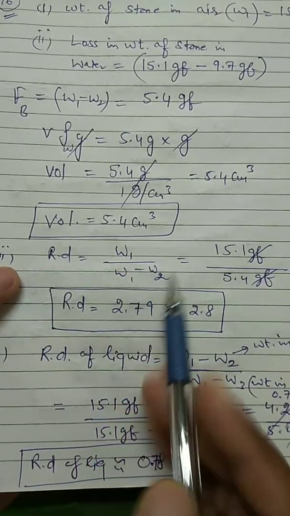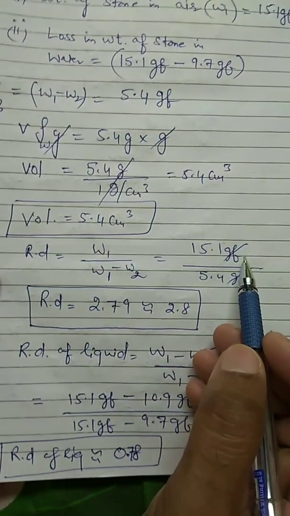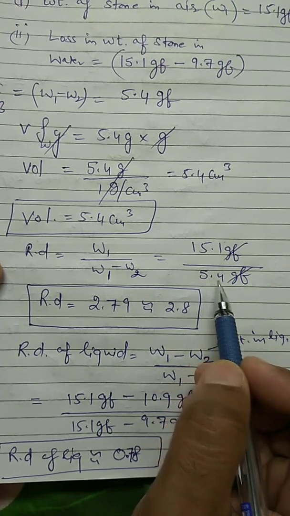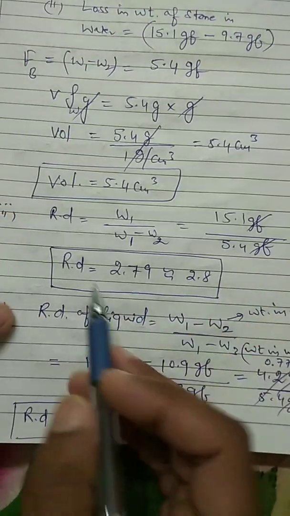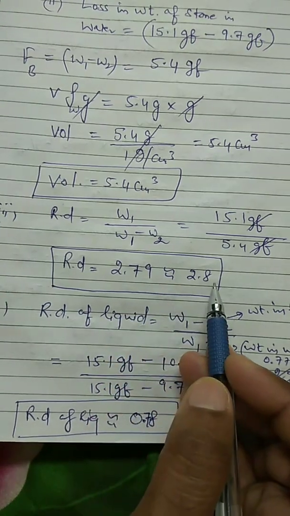Third part is relative density. So W1 over W1 minus W2. So 15.1 gram force, that is the weight in air, upon loss in weight in water, 5.4 gram force. After solving, you'll get relative density equal to 2.79, approximately 2.8.